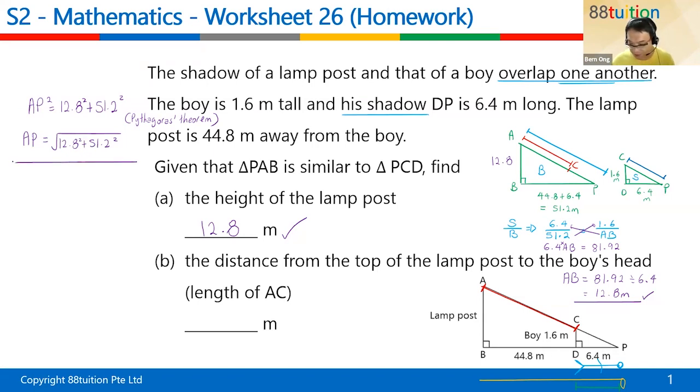All right, then I purposely go and find CP. So how do you find CP? Same thing. Let's go and find CP first. CP squared is equal to short squared, 1.6 squared plus 6.4 squared. Same thing, this is called Pythagoras theorem.